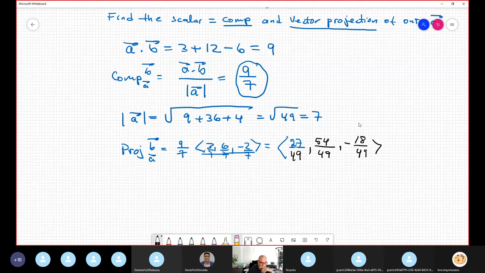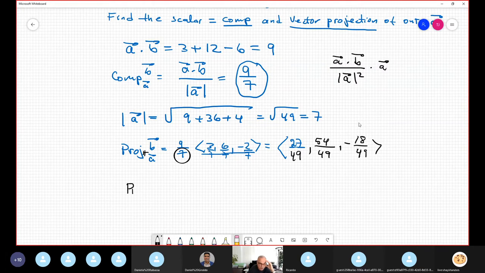The formula I'm using is A dot B divided by the magnitude squared, multiplied by the A vector. The magnitude is 7, so squared it is 49. This is the formula. Do you see that? I complicated the explanation a little bit, but it's clear, yes or no? Answer me. This is the horizontal projection. Without specification, you always compute the horizontal projection.